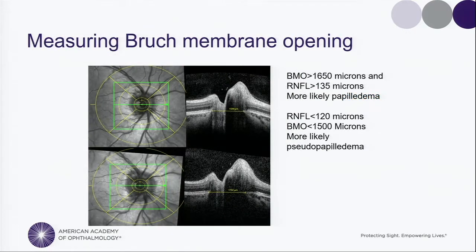And the last part is if you measure the Bruch membrane opening, the average is about 1,500. When there is papilledema, we found that the Bruch membrane opening is actually enlarged, and when there's pseudopapilledema, the Bruch membrane opening is actually small. And as we treat the papilledema, it decreases and goes back to normal. So that's actually a very useful sign for me as well.